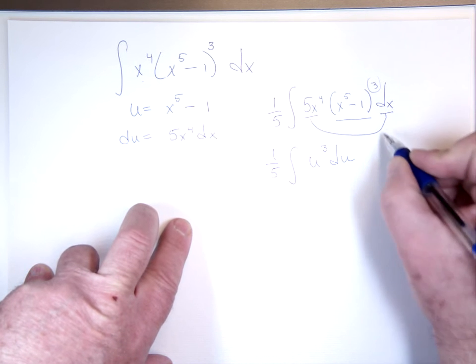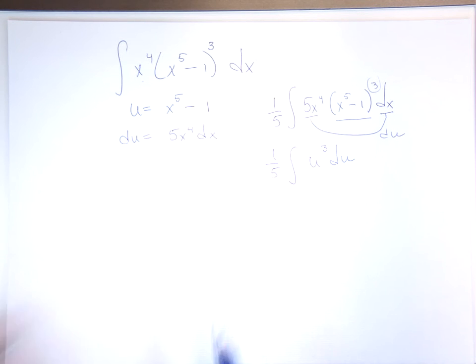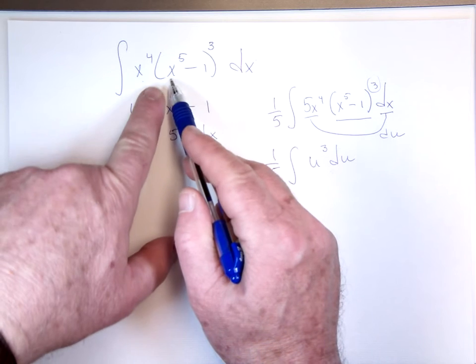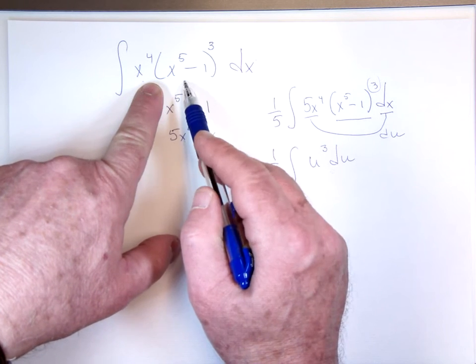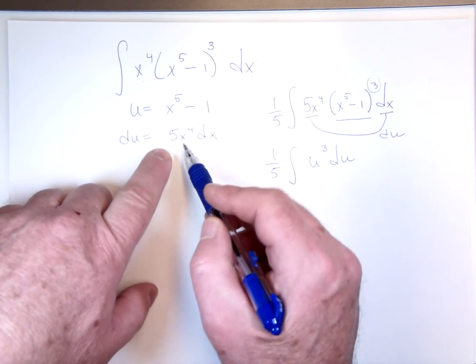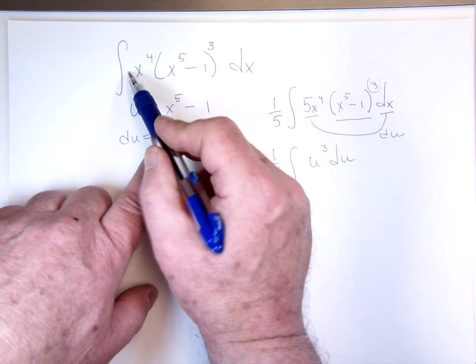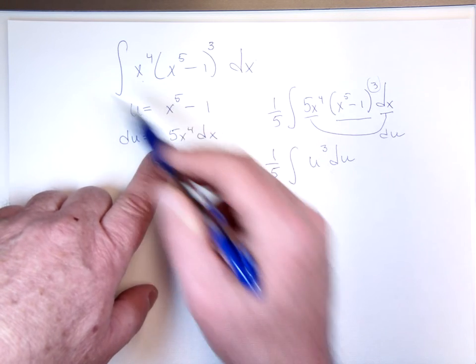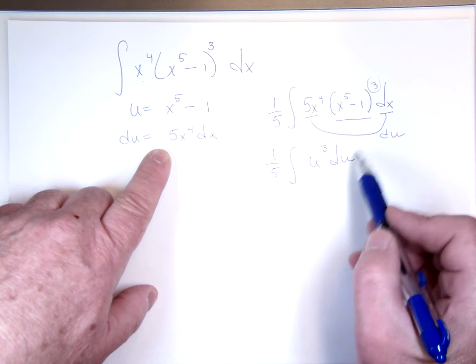By doing that, I've made the problem much easier. Okay? Go ahead. Ask away. Okay. What I'm saying is, if you can look at this and see, oh, there's x to the fifth minus 1. If I let that be u, the du is going to be 5x to the fourth dx. I already have an x to the fourth. All I need to do is multiply by 5 and by 1/5 to get that 5x to the fourth. And once I do that, I can replace that with du, and I have a u cubed du form.